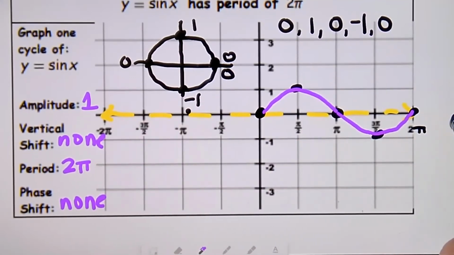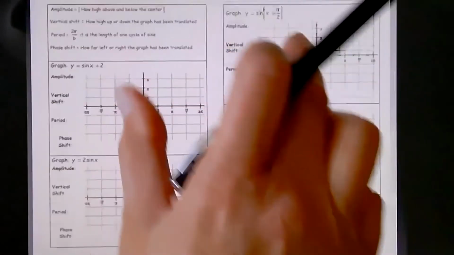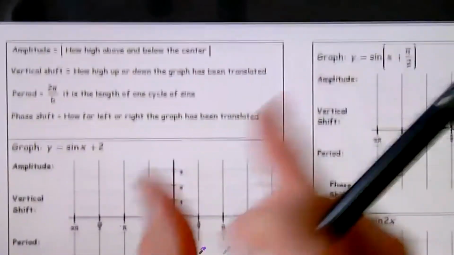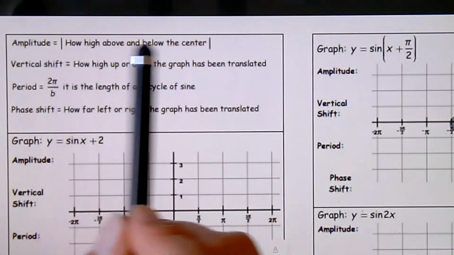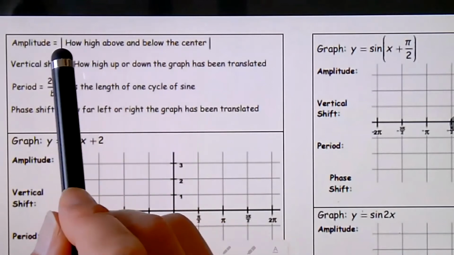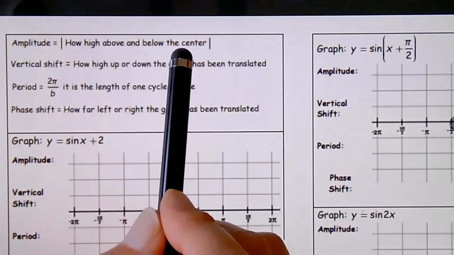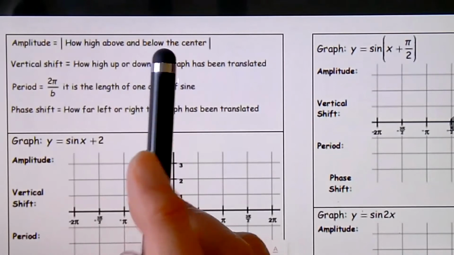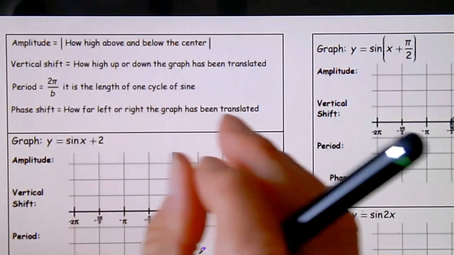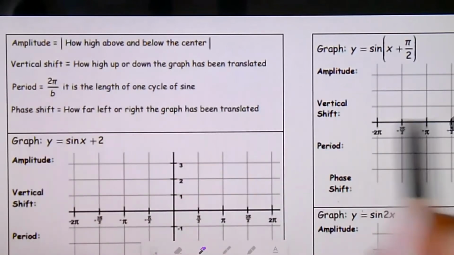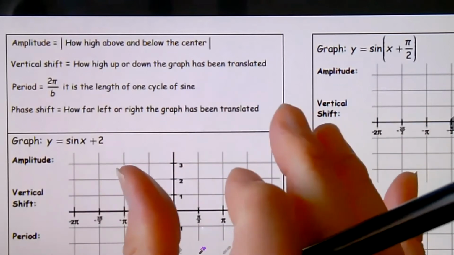Okay, so now, the amplitude is, and this is absolute values, okay? In absolute values, how high above and below the center. So really our sine graph, it continues forever and ever in both directions. So we can kind of start wherever we want.